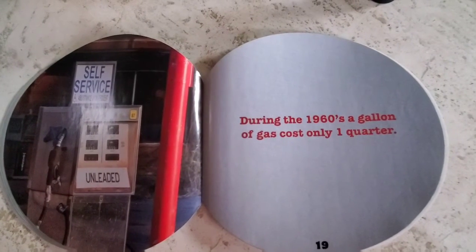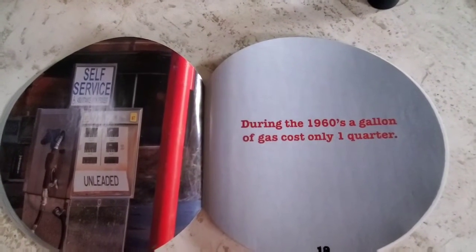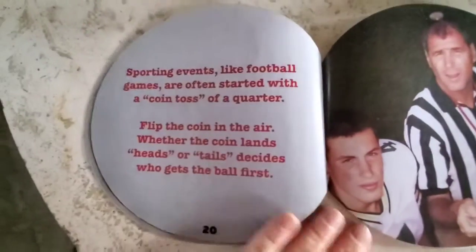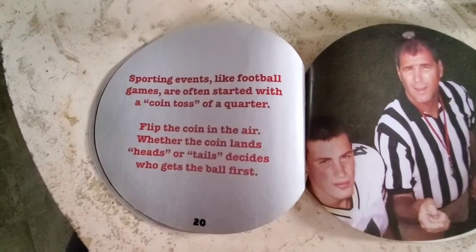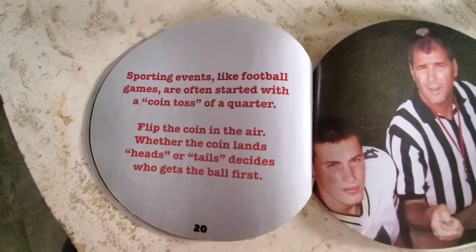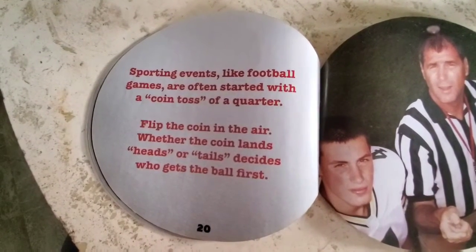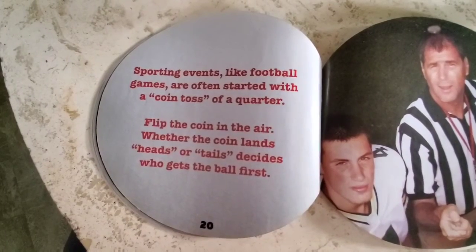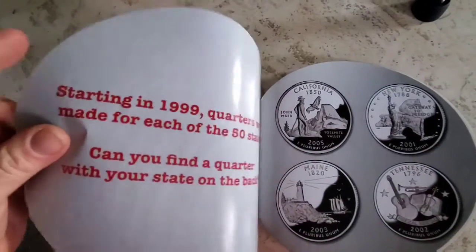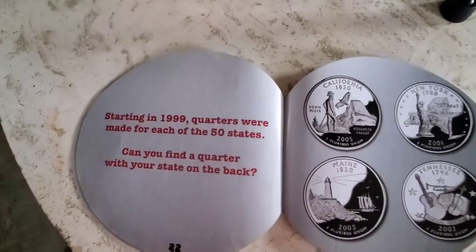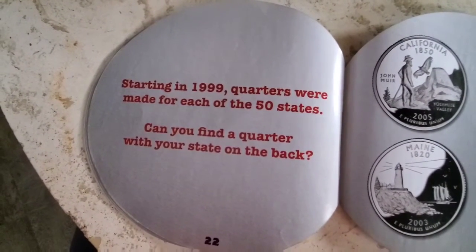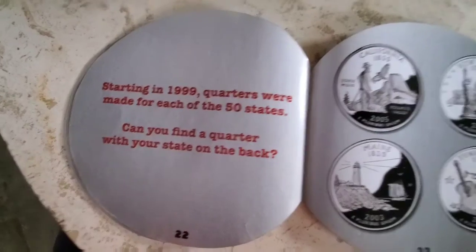Gas in the 1960s cost only a quarter for a gallon of gas. Sporting events like football games are often started with a coin toss of a quarter. You flip the coin in the air. Whether the coin lands on heads or tails decides who gets the ball first. Starting in 1999, quarters were made for each of the 50 states. Can you find a quarter with your state on the back?